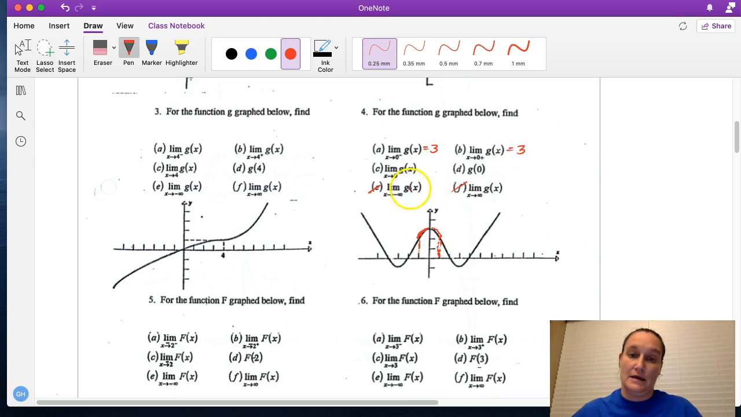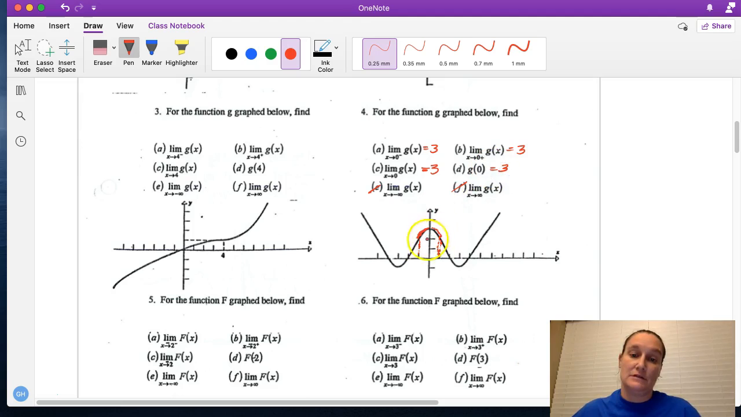All right, and then C, you're looking at A and B. A is 3, B is 3, so C has to be 3. All right, and then D, g of 0. g of 0 is asking what's the y value when x is 0. So we go to our graph, we go x is 0, we go up to the graph, oh, it's 3.